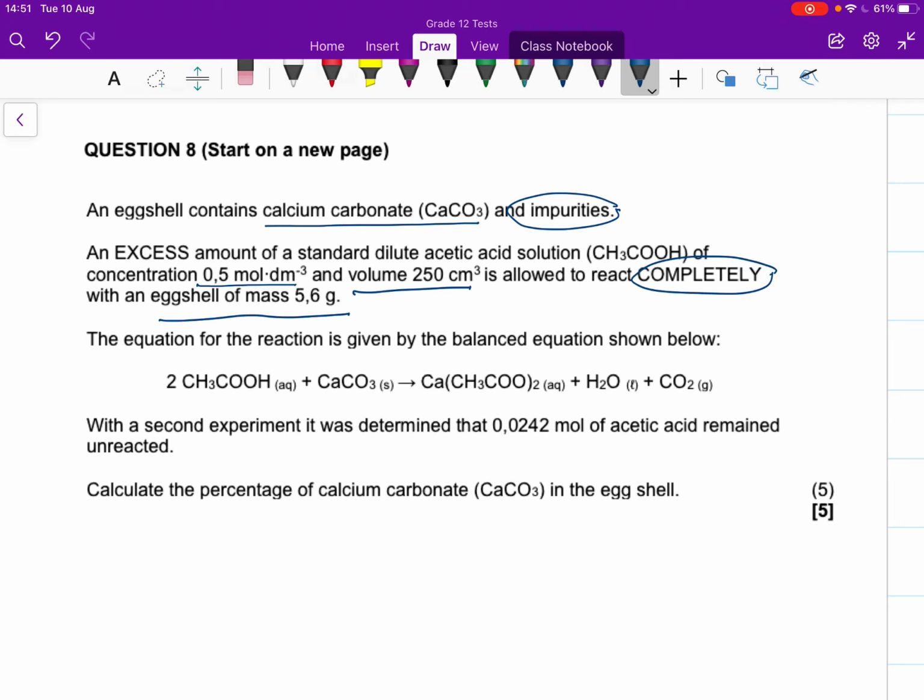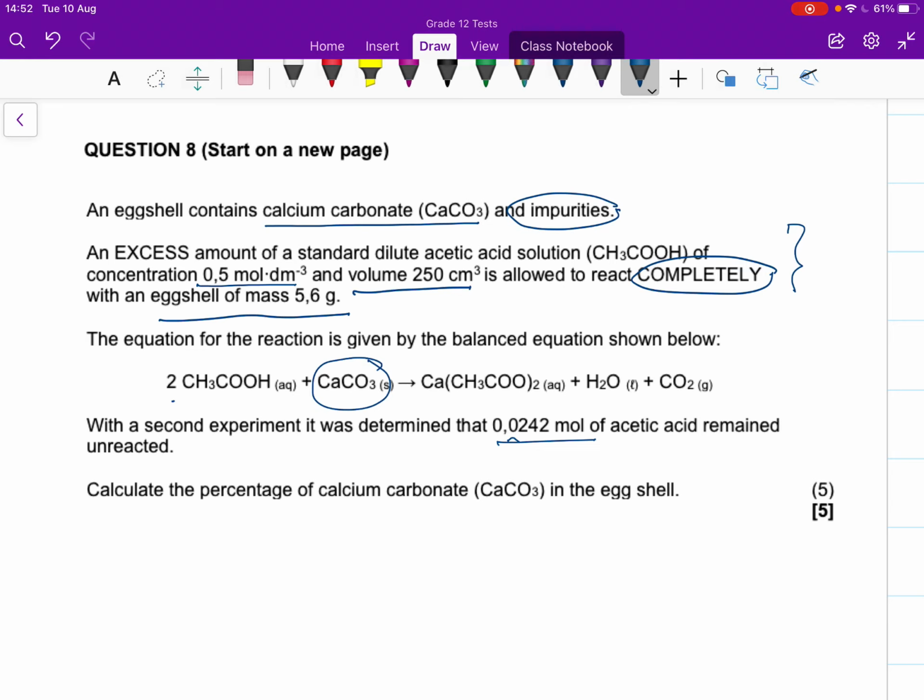The equation for the reaction is given, so there's our equation. With the second experiment, it was determined, I'm going to go back on that. The acetic acid isn't the limiting reactant, the eggshell is the limiting reactant, okay? With the second experiment, it was determined that 0.0242 moles of acetic acid remained unreacted, okay? So they do the experiment more than once. They take the same standard solution, they do the experiment, and then they work out how much acetic acid they've got left over. That means that is my limiting reactant.